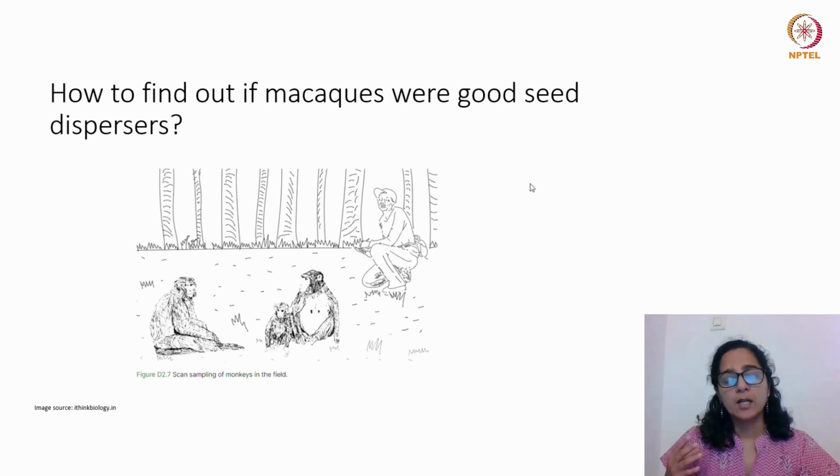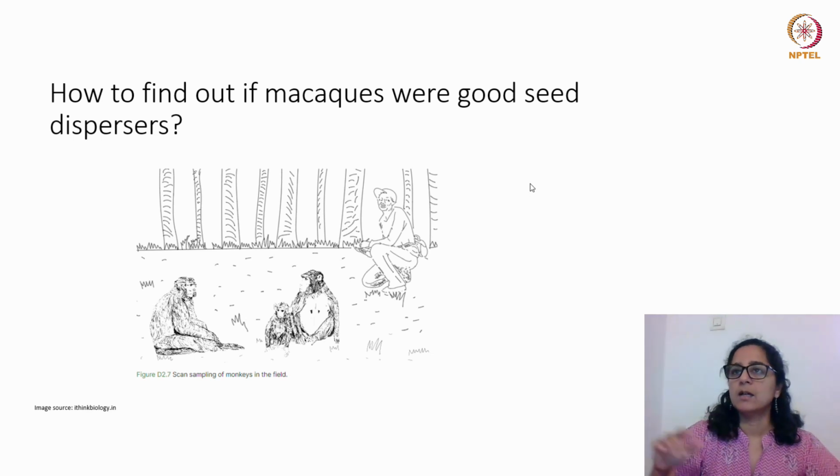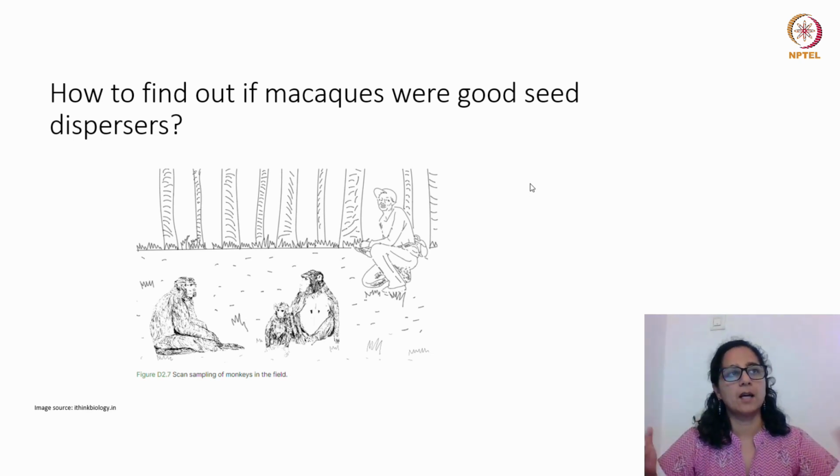So you have to do what is known as scan sampling, meaning you scan all the monkeys present on a tree or in an area, and then look at what they're doing, right? So this is one kind of field observation technique, a sampling technique, which you can use to look at what kinds of seeds these monkeys are dispersing.